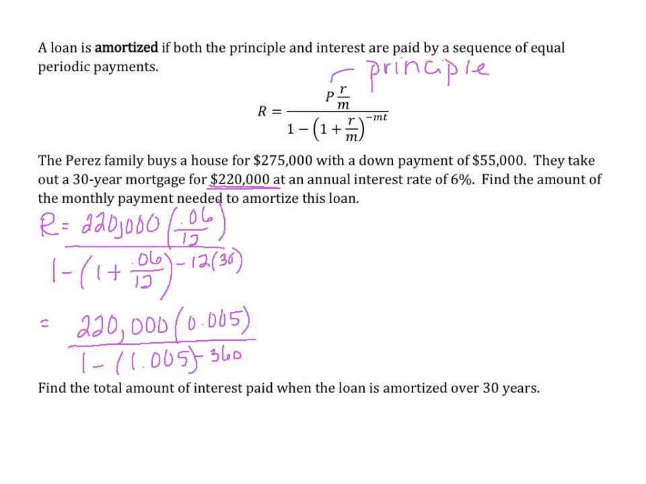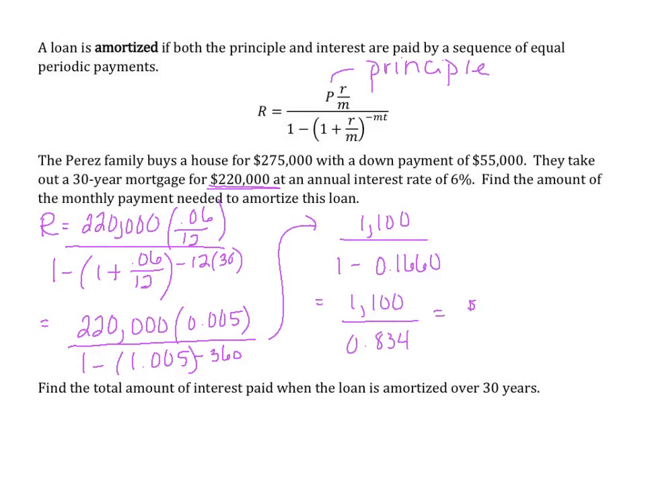So if we multiply our top, we'll end up with 1,100. And if we take 1.005 to the negative 360th power, we'll end up with 0.1660. Subtracting, we'll get 0.834, rounded, of course. So our payment would have to be $1,318.94. That would be our principal and interest mortgage payment.